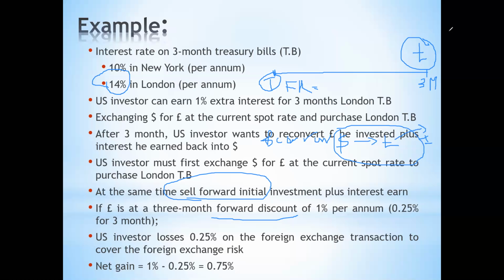So if you try to sell the pound at the end of 3 months, and you make that forward selling contract, remember you will get dollars at a forward discount rate, right?